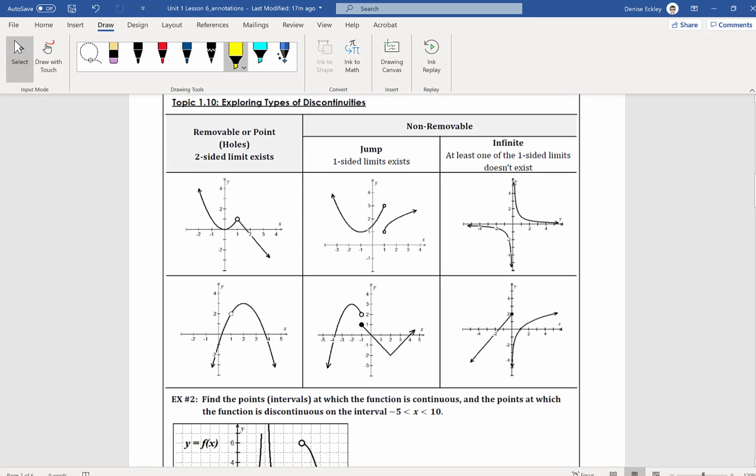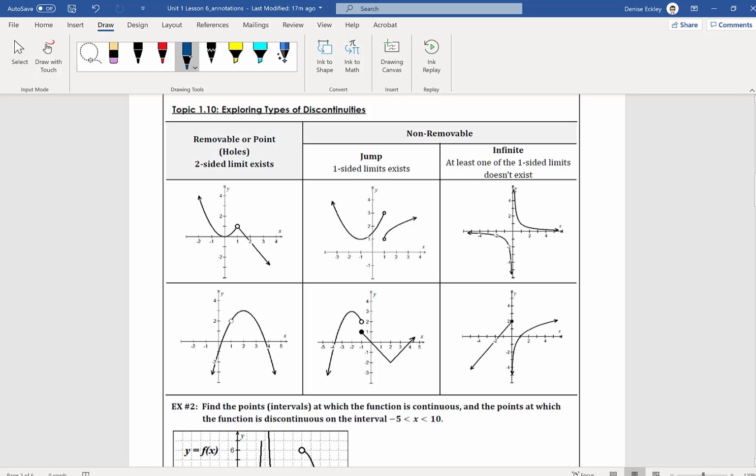Let me move this up a bit. So removable or point holes. Okay, the limit exists. So looking at this one, what we can say is the limit exists at 1, but it's not continuous, because the value of the function isn't there. We could say that f of 1 does not exist. So it can't be continuous.